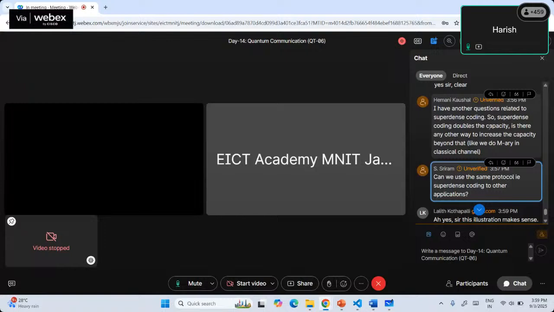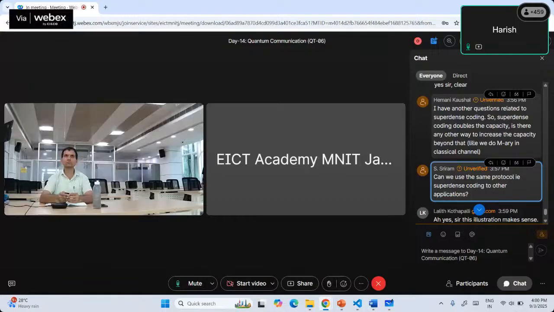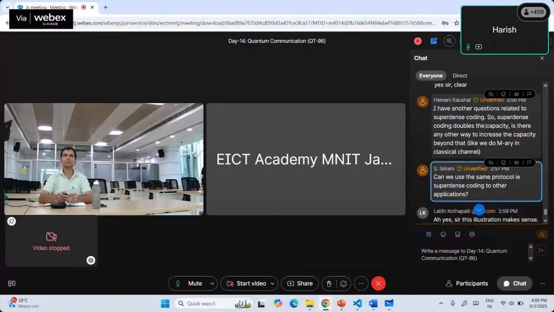Super dense coding doubles the capacity. Is there any other way to increase the capacity beyond that, like M array? Yeah. So with Bell state, 2 qubit Bell state, we cannot increase it beyond. Just using single qubit, we can send only 2 bits of information. So with Bell state, the limitation is there. We cannot go like this.